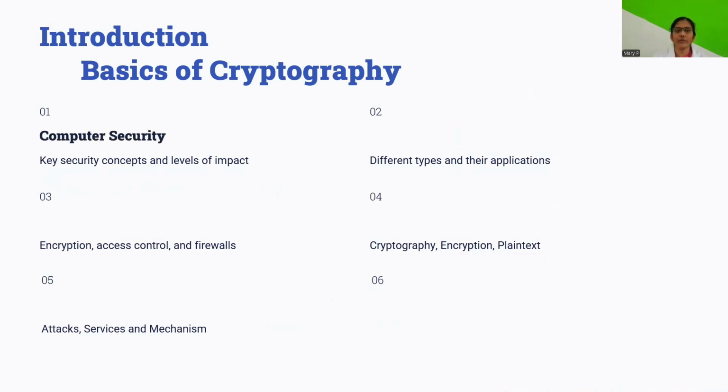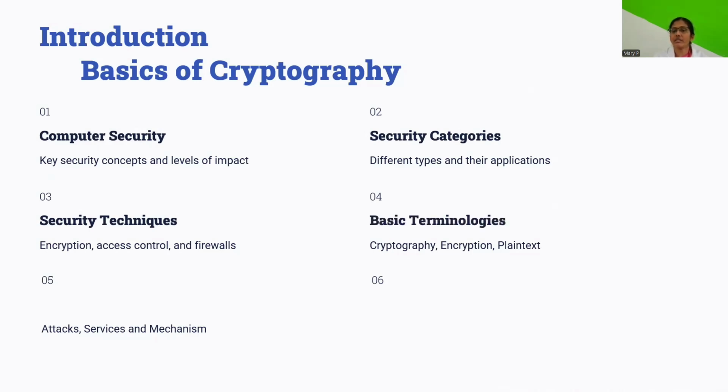First one is computer security. In computer security, we discuss the definition, what the key security concepts are, and what the levels of impact are. Second is the security categories. We'll discuss the different types of categories available. Third, the different kinds of security techniques available, like encryption, access control, and firewalls.